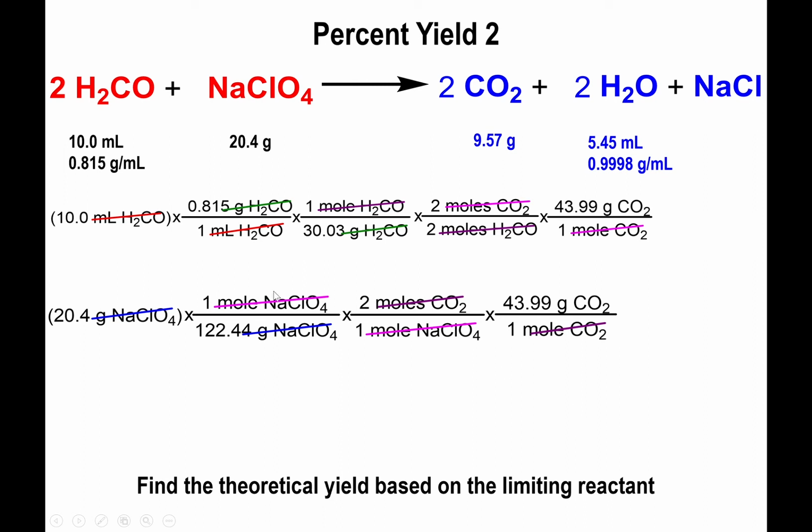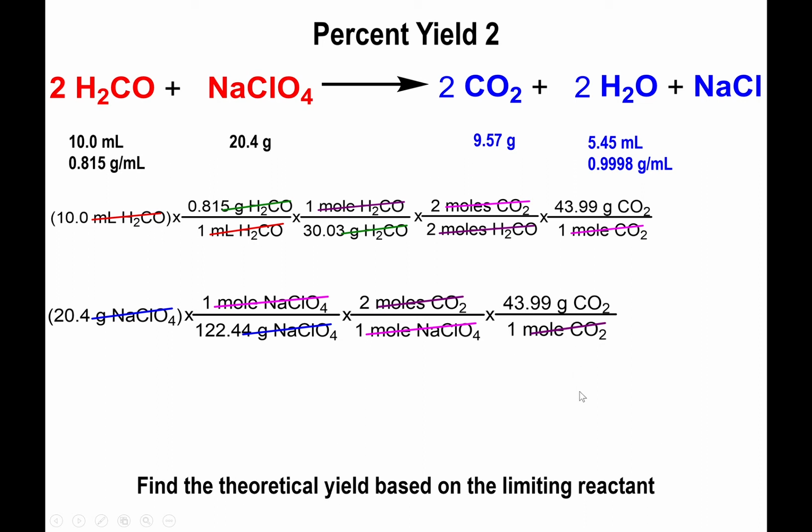So let's carry over the calculation. We have 10 multiplied by 0.815. Press enter in the calculator. Divide by 30.03, press enter. Multiply by 2, press enter. Divide by 2, press enter. Multiply by 43.99, press enter, and get the result. Similarly, start with 20.4 divided by 122.44, press enter. Multiply by 2, press enter.